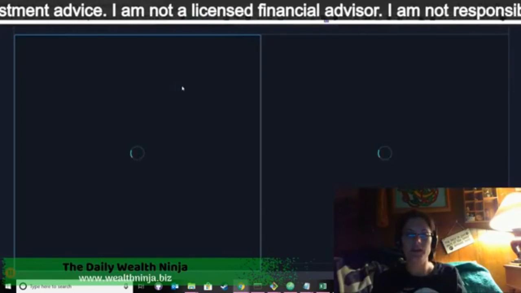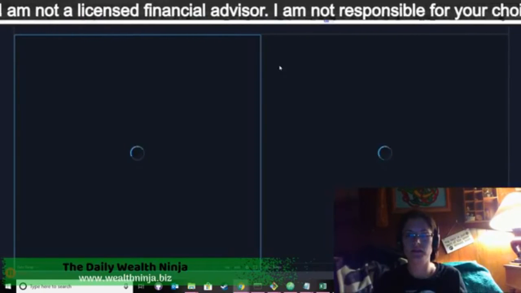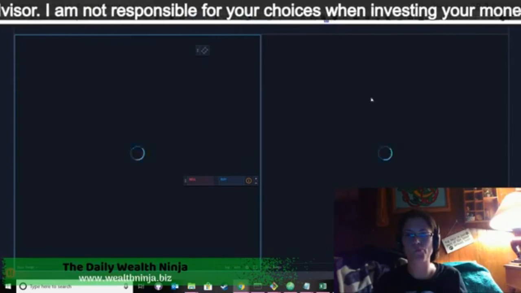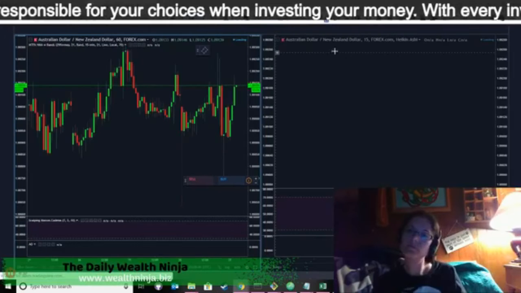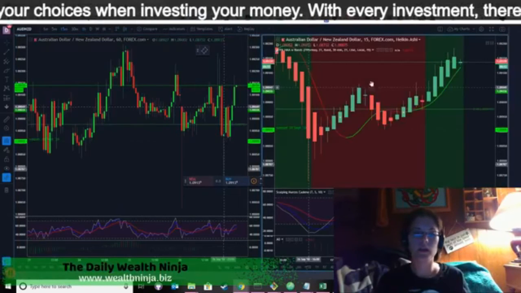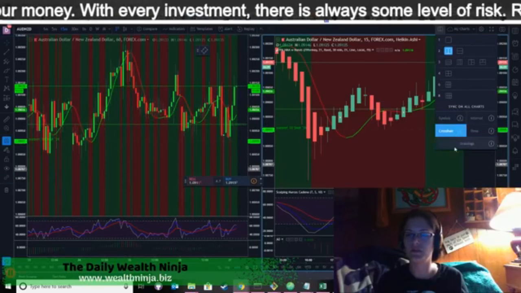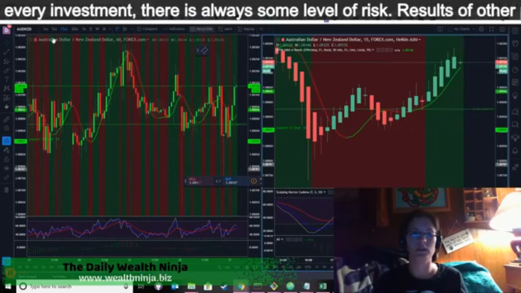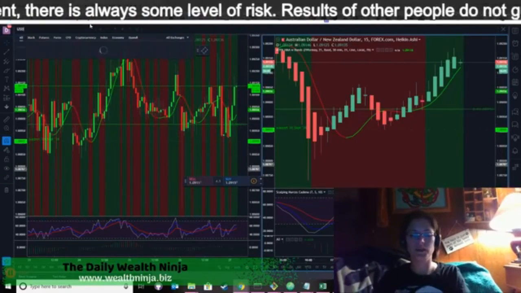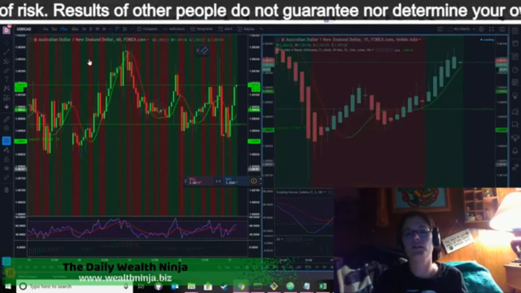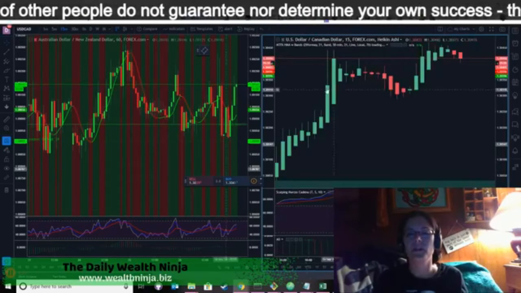So if we are on this chart, what I'm actually going to do is change this one when it decides to load. Okay, so I'm going to take this off of symbol and USD CAD. I choose the Forex.com one. I don't know what the difference is except that they're different brokers.